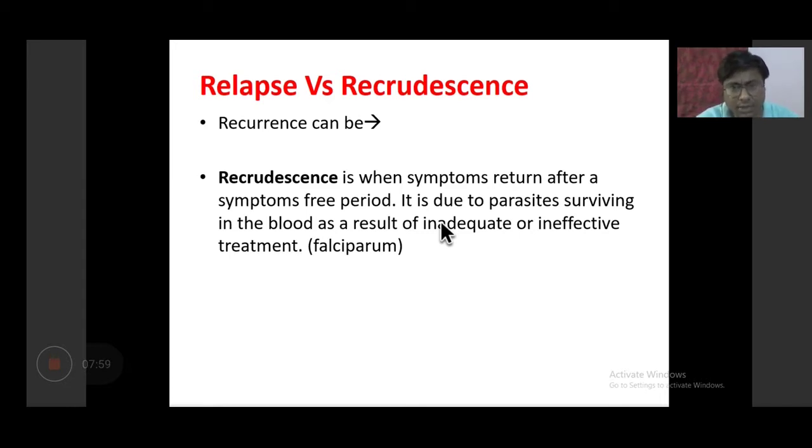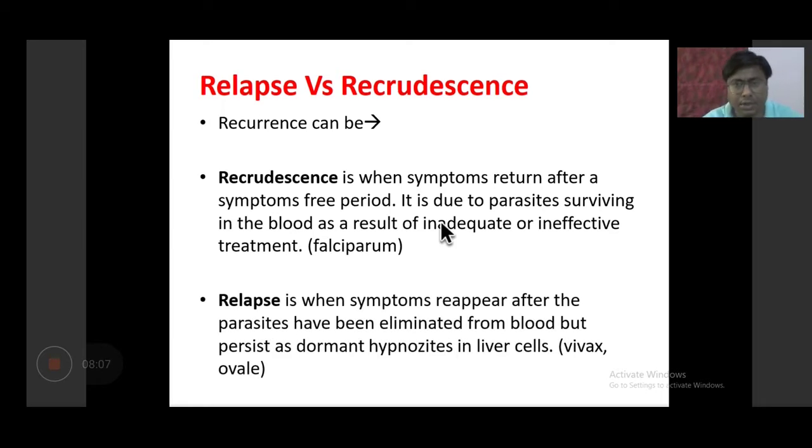They are there only. While relapse is when symptoms reappear after the parasite has been eliminated from the blood, meaning the body is free from parasite, still the symptoms reappear, right? But they persist as dormant hypnozoites in liver cells. So you can see here there is no liver cell dormant state in falciparum. In falciparum, symptoms reappear because of inadequate treatment. That is not relapse, that is recurrence.